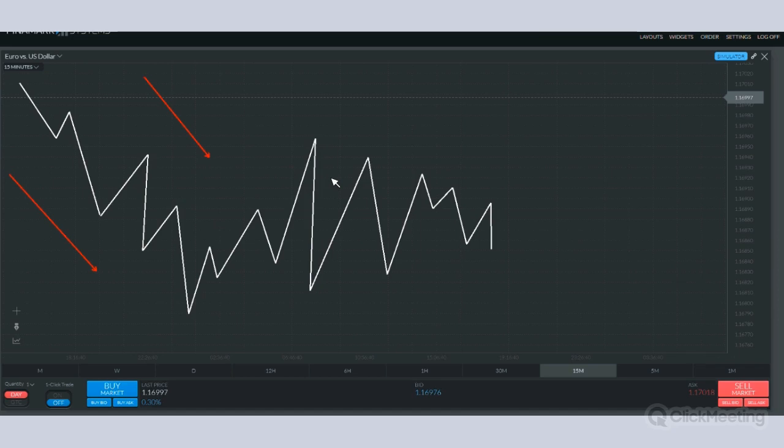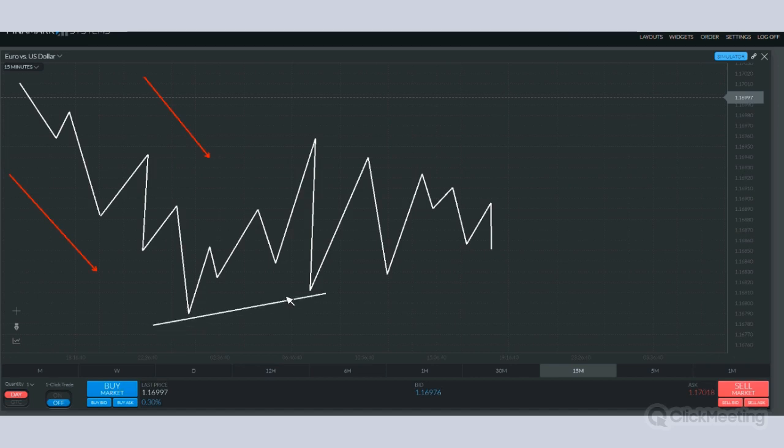Now, the portion of this that's going to be the symmetric triangle, those of you that have some strong eyes, you probably already identified it. But we're going to start here. Now, remember, we want to always connect at least 2 swing lows and at least 2 swing highs.